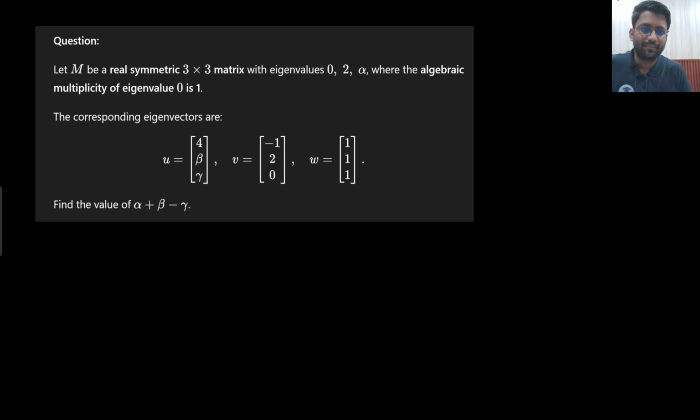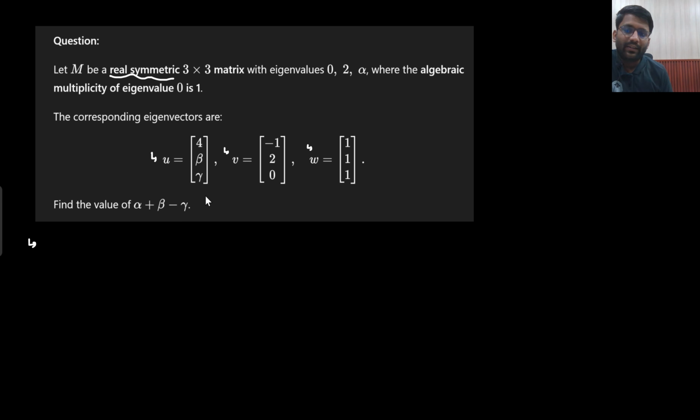Understandable? Okay. Yeah, so did you try this question? So first of all, what I would see, it is a real symmetric matrix, and eigenvectors are also mentioned. So what do I know? For a real symmetric matrix, eigenvectors corresponding to different eigenvalues are orthogonal to each other.